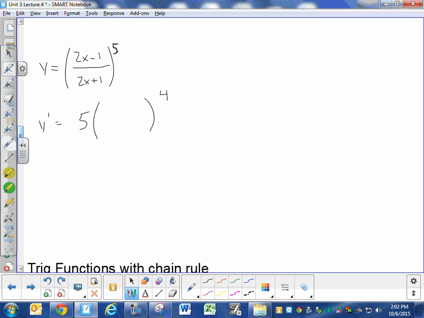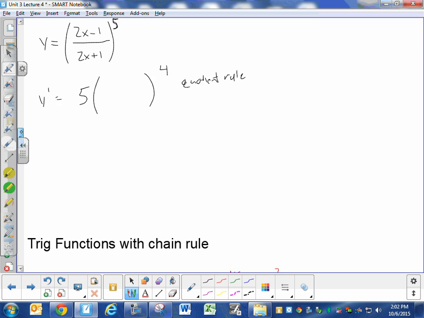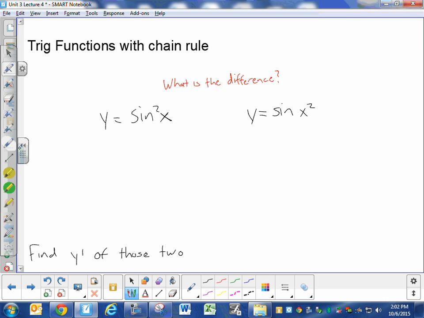5, the stuff to the fourth, and then use the quotient rule for the derivative of your inside. Okay? We're going to move on now. Because typically, we will see trig functions that have a composition involved. These are 2 trig functions where compositions are involved. And the question is, what's the difference? And there's a huge difference. And the huge difference is, where do the parentheses go? And the huge key to dealing with trig functions that are compositions are to use parentheses.